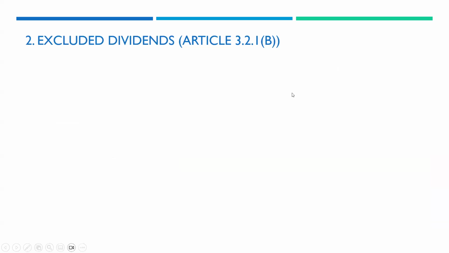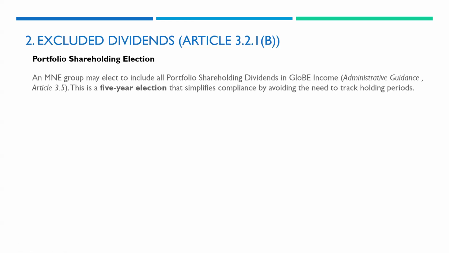Okay, fantastic. Now, with respect to the portfolio shareholding election, there is an option, just like you have options in CT; there are a lot of options given in Globe Income also. What is this portfolio shareholding election? An M&E group may elect to include all portfolio shareholding dividends in Globe Income. This is a 5-year election that simplifies compliance by avoiding the need to track holding periods.